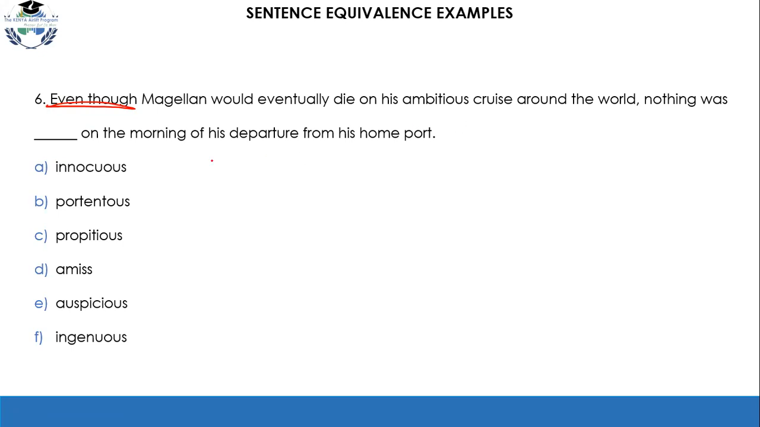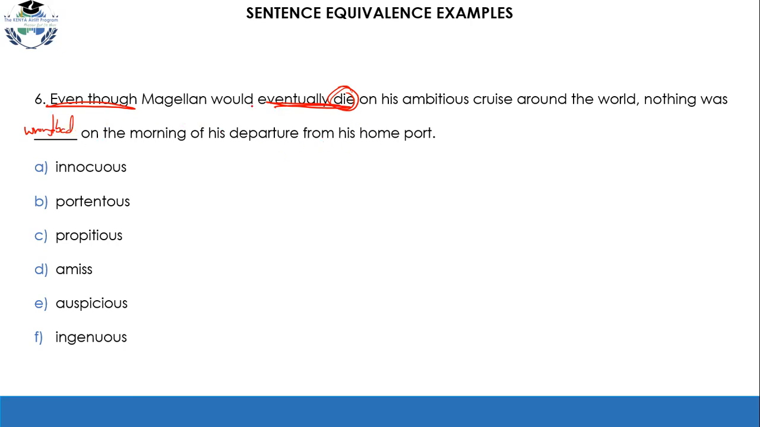So we are talking about, even though Magellan would eventually die on his ambitious cruise around the world, nothing was blank on the morning of his departure from his home port. So we're talking about even though, as has been pointed out. So even though he will eventually die, even though this ends horribly for him, right? He will die. Even though he died, nothing was wrong. Nothing seemed wrong on the day he left. Nothing was bad on the day he left. So it was a good day for him.